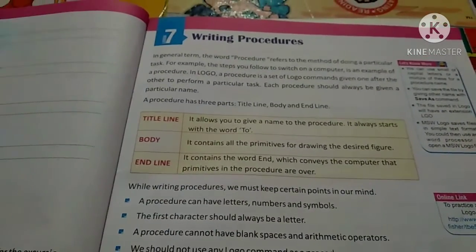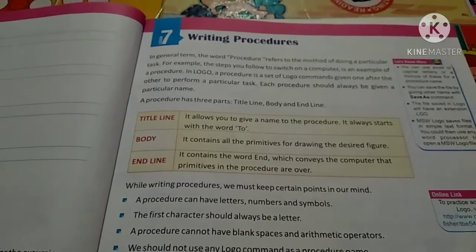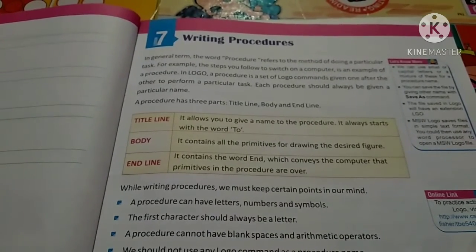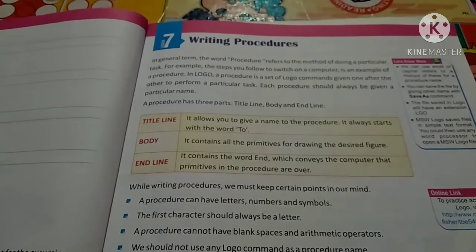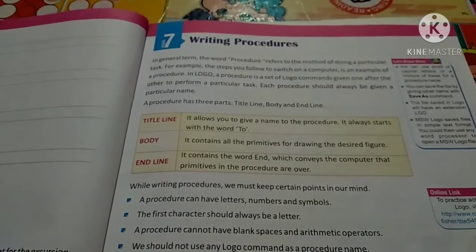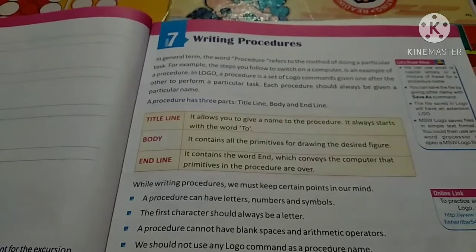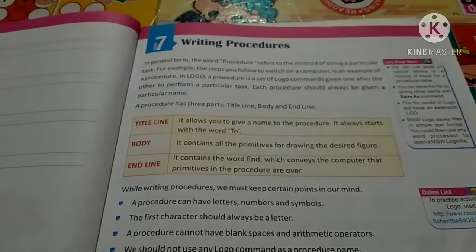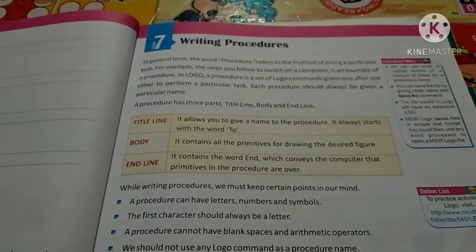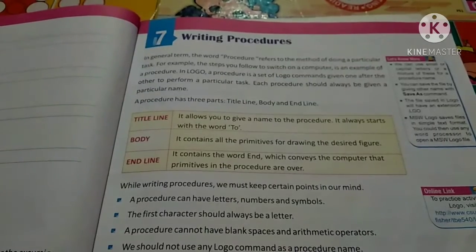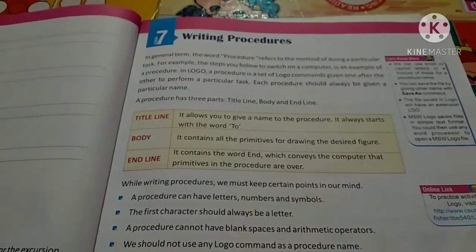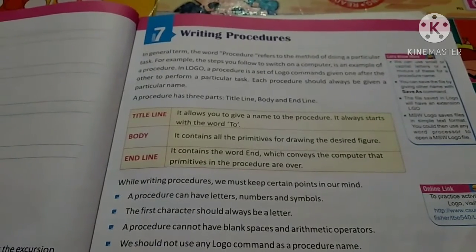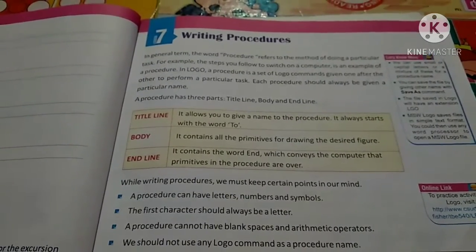Title line, as the name suggests, is where you give the name of the title. It is always written with the word to, so we will start with the word to. Next is the body. It contains all the primitives for drawing the desired figures. Primitive means all the logo commands, like FD, RT. These are all logo commands and they are called primitives.